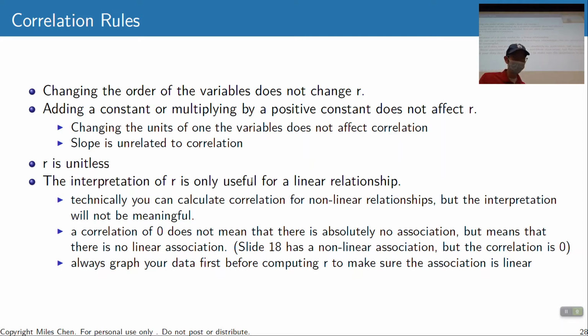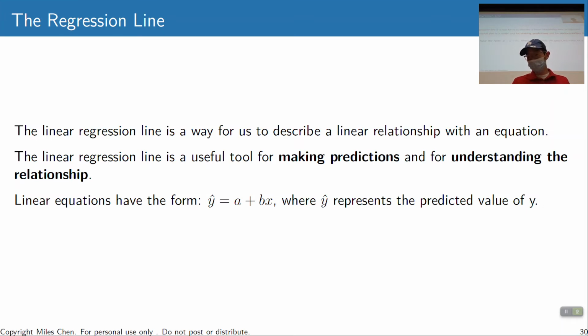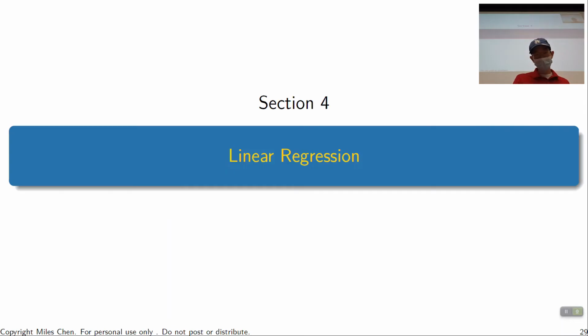But that in and of itself is kind of uninteresting because it just means, really, that one variable is just being multiplied by a constant. So anyway, last bullet point, I guess, maybe I should make it bolder: always graph your data first to make sure the association is linear. Okay, so we're going to take this and put it together, and we will talk about linear regression.